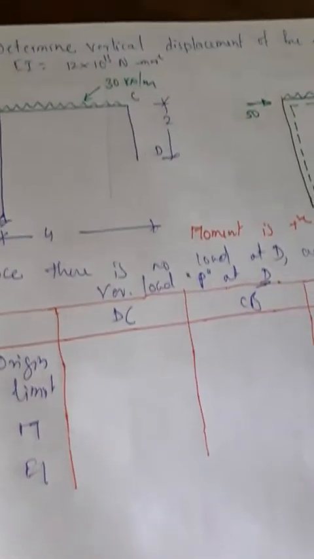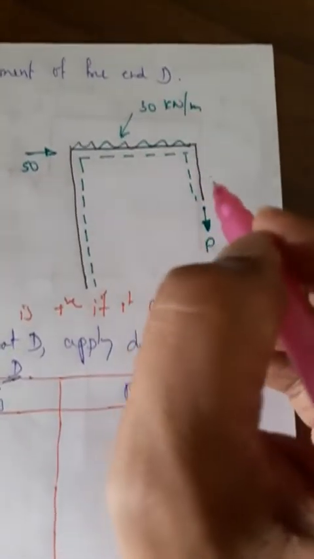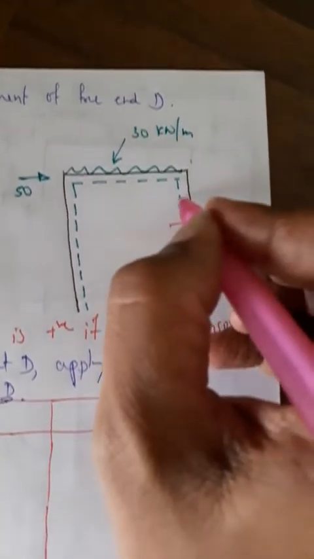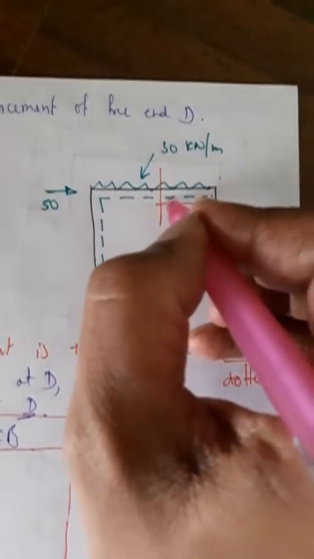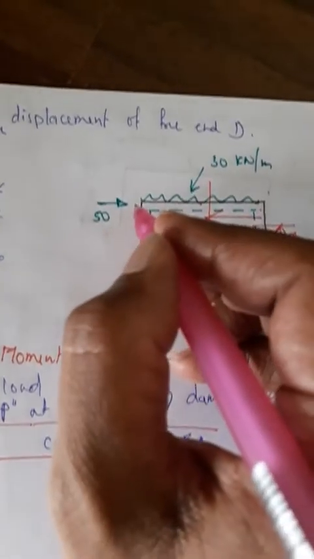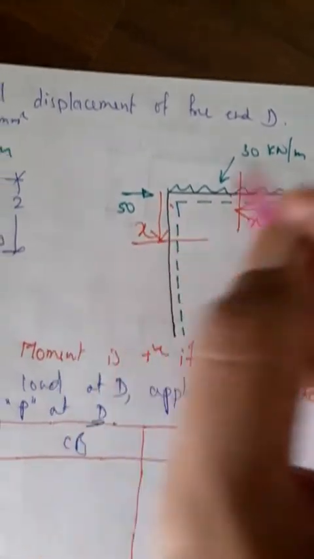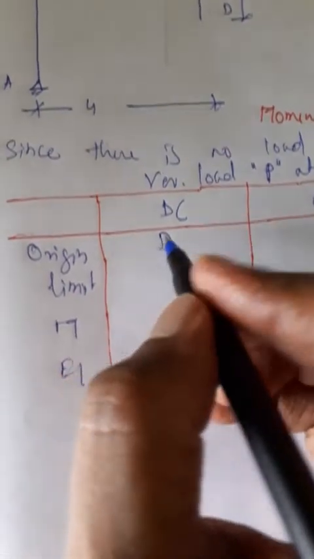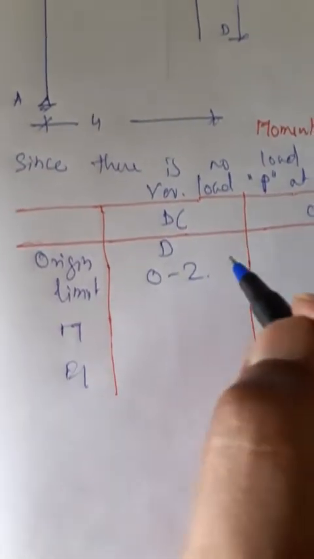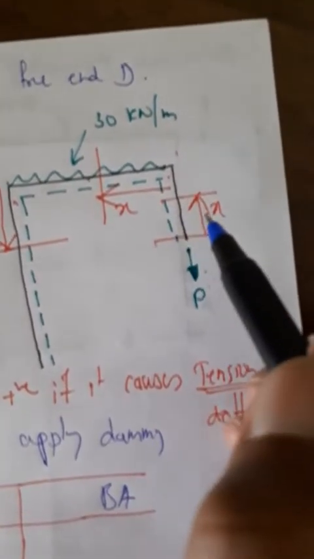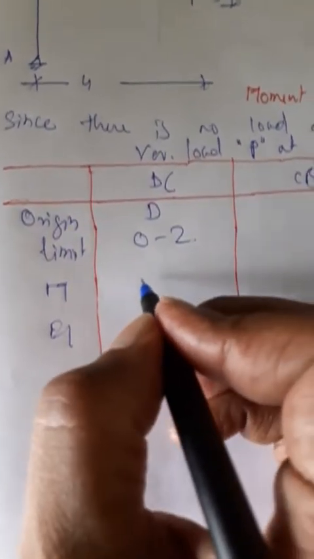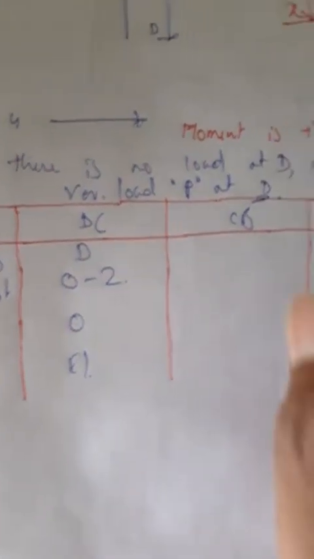Now for DC, I have to take the sections. How will I take the sections? Just look here. From D, go towards C. From C, go towards B. From B, go towards A. This is how we are going to consider the sections. DC, origin is D. Limits means distance is 0 to 2. Now, moment at this section because of this load: since this load is acting in line of this beam, perpendicular distance is 0. So moment here will be 0, 0 over EI.